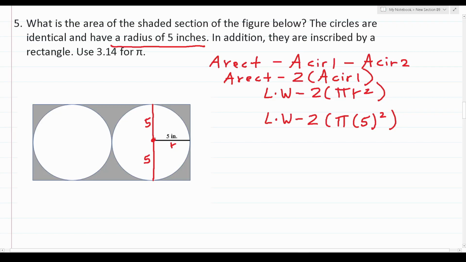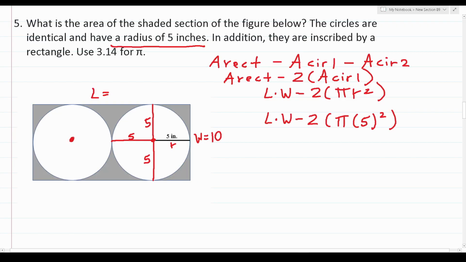Well, the distance from here to here is the same as the width of this rectangle. So we should be able to say that the width of this rectangle is 5 plus 5, or 10. Again, using the definition of radius, we can also figure out the length of this rectangle. Because again, from the edge of the circle to the center point is the radius. So from here to here is another radius, and we know the radius is 5.